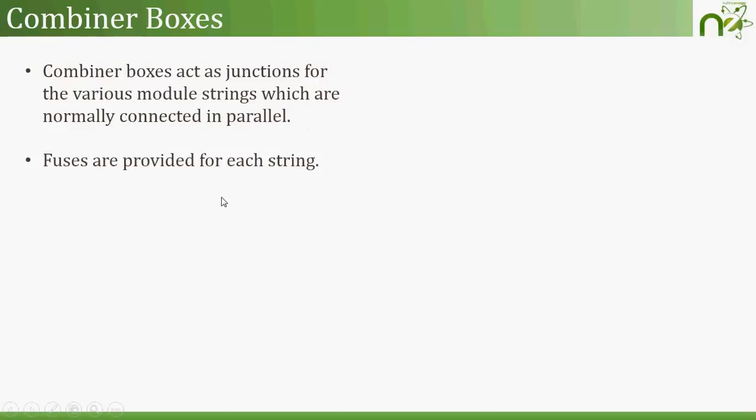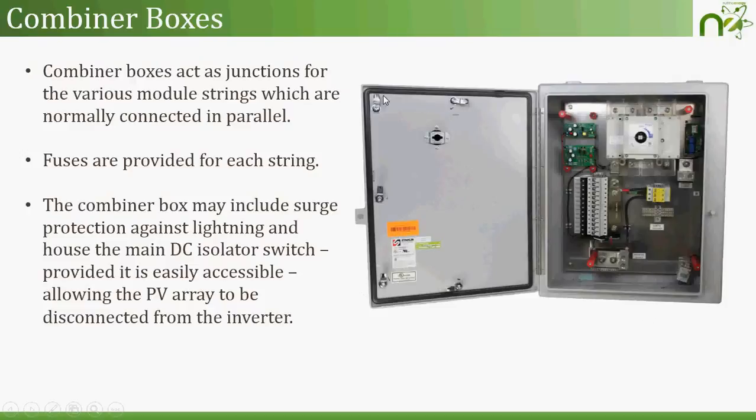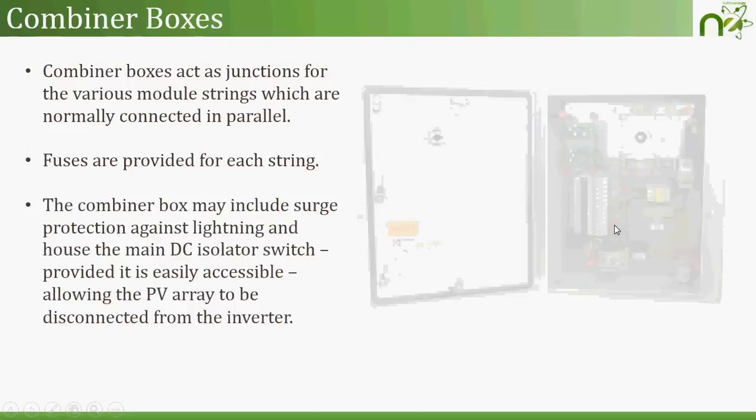Now, fuses are normally provided within the string in the combiner boxes to protect the system against any kind of fault. We also have the lightning arrester, and the main DC isolator switch is normally provided to isolate the PV system or inverter system in case of any fault that comes into the inverter or any of the solar PV modules. So this is the DC combiner box, or junction box, which looks like this.